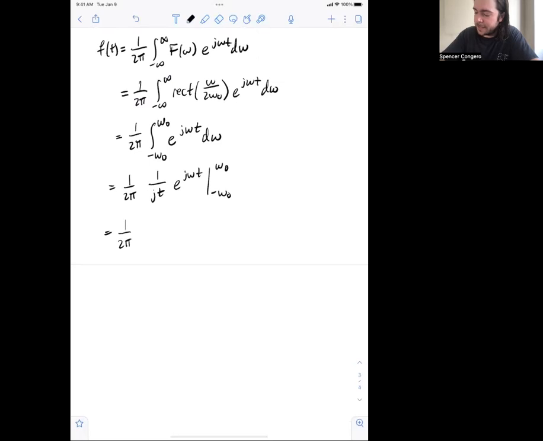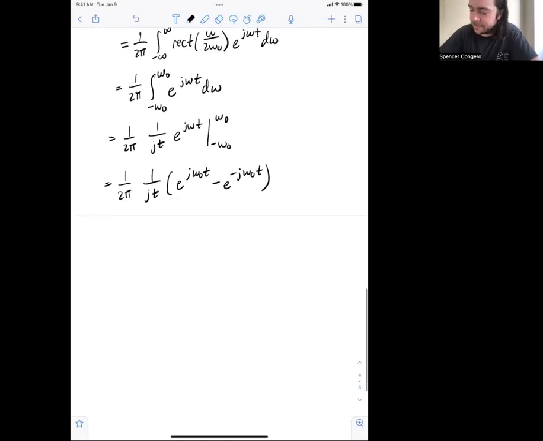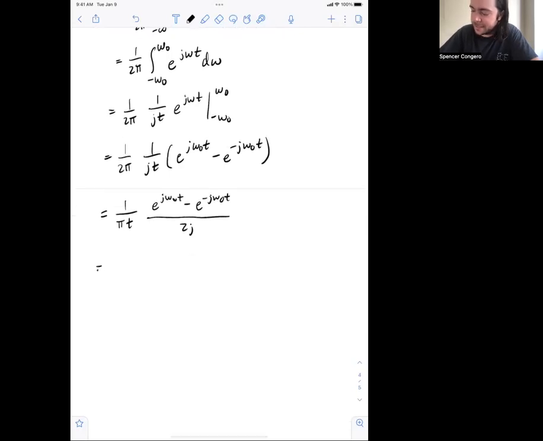There I get 1 over 2 pi, 1 over jt, e to the j. Now I want to plug in for omega, right, because it was d omega. So e to the j omega naught t minus e to the negative j omega naught t. You can probably see where this is going. Okay, let me just change this equation a little bit. So I have 1 over pi t, and then I have e to the j omega naught t minus e to the negative j omega naught t over what's left, which is 2j. That's good. That's looking like sine. So that is sine of omega naught t over pi t.